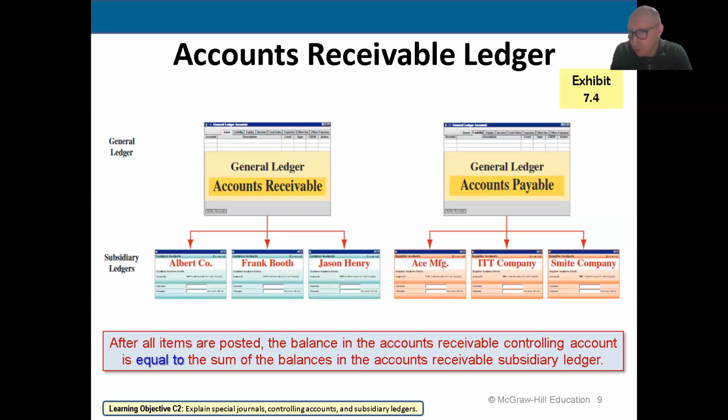It works the same way for something like accounts payable. I have individual bills that the company owes, like the electric bill, the supplier bills, etc. I haven't paid them yet. I add them all together. Collectively, it equals the total amount of accounts payable. Individually, it shows me the amount that I owe to each individual supplier. See? So general ledger shows the total amount. Subsidiary ledgers show the individual amounts.